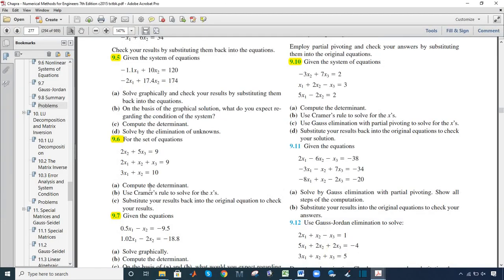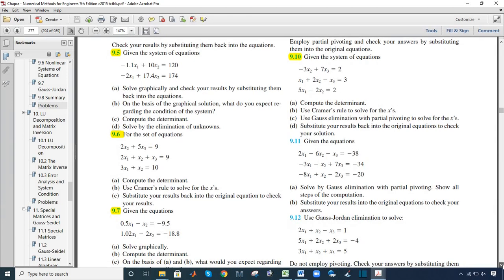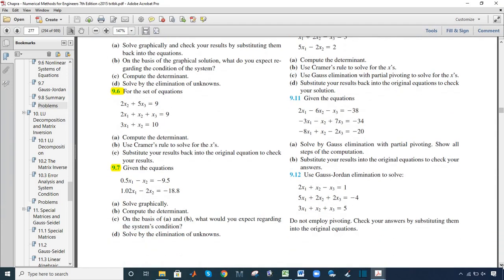This is Cramer's rule, and substitute your result back into the original equation to check your results. Next question is 9.7. These are the two equations given. Solve graphically, the same procedure you have to follow on Excel. Compute the determinant, same procedure, and on the basis of that, what would you expect regarding the system conditions.